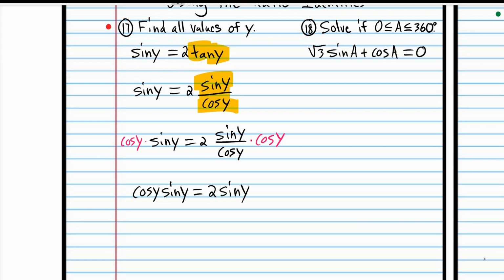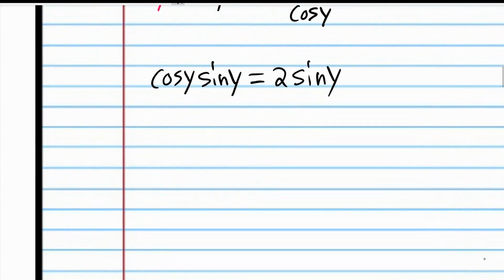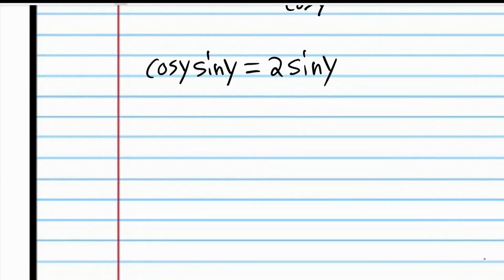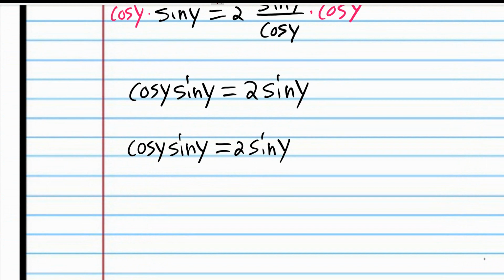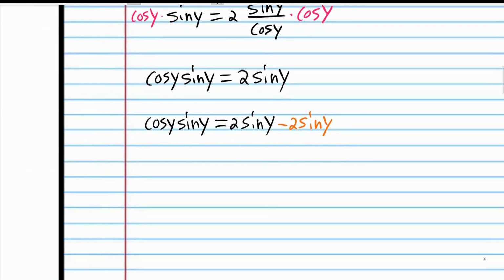But this actually gives us a way to solve the problem. Up here we didn't really know what to do, but now we can use factoring. We're first going to move everything to the left side of the equation. So I'm going to subtract 2 sine y from both sides of the equation. I'm going to move this over a little bit.